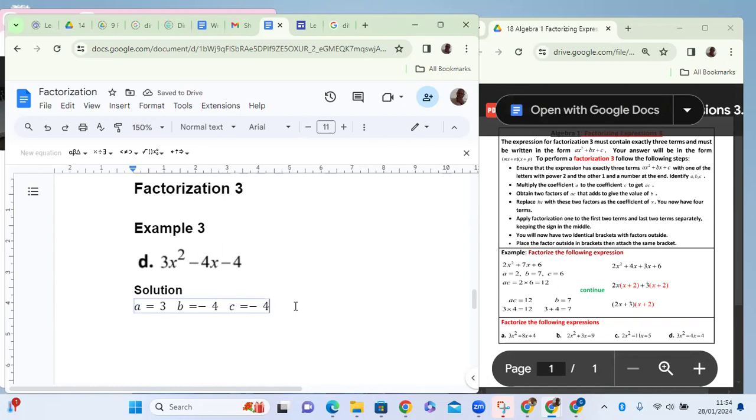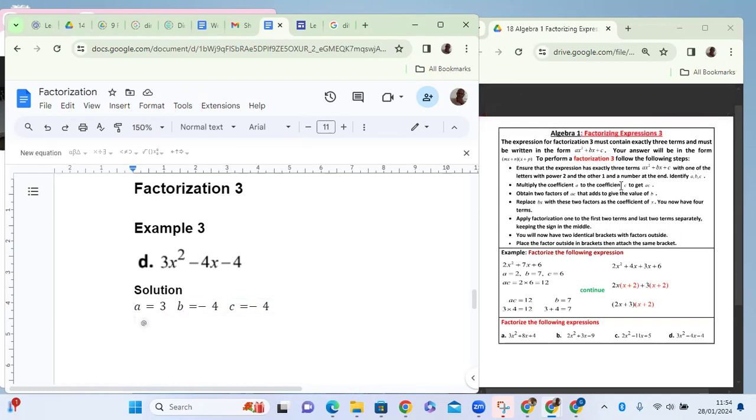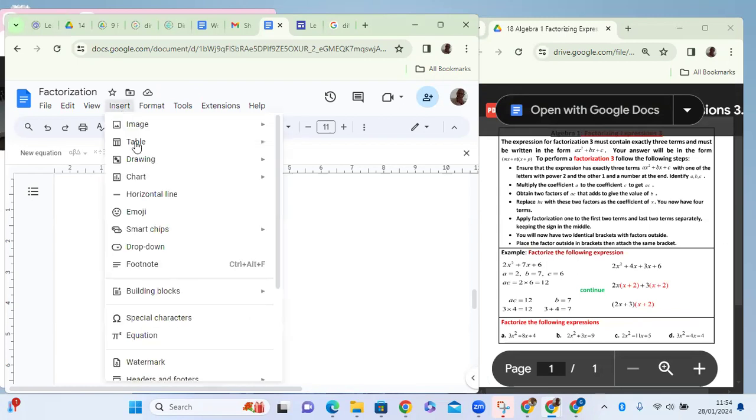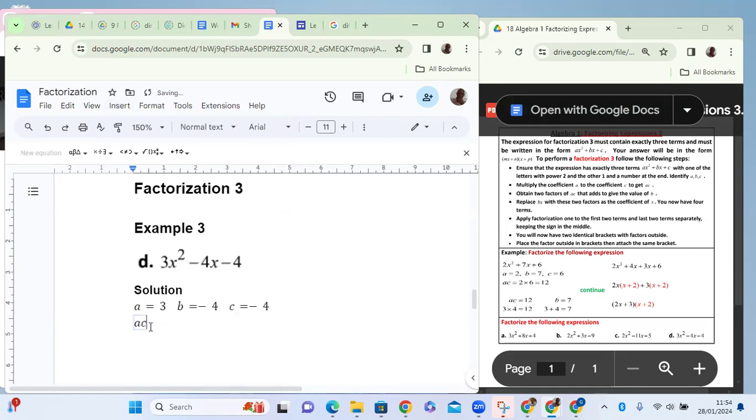Then the next step is to multiply the coefficient a by the coefficient c. Well, not the coefficient, it's supposed to say the constant c, ac. So we're supposed to multiply a times c. So ac is equal to 3 times negative 4. So what do you have for ac? What's your answer for ac? Negative 12.